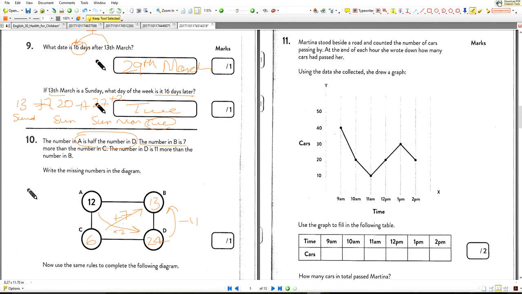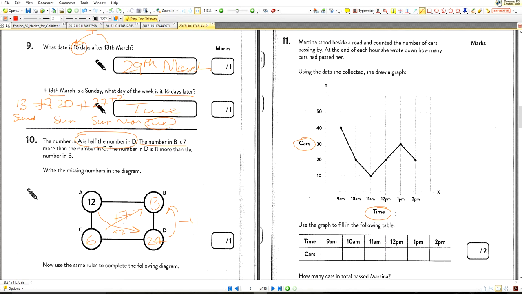So Martina stood beside a road, question number 11, and counted the number of cars passing by. At the end of each hour, she wrote down how many cars had passed. So the vertical axis represents the number of cars, and the horizontal axis represents the time. Use the graph to fill in the following table.